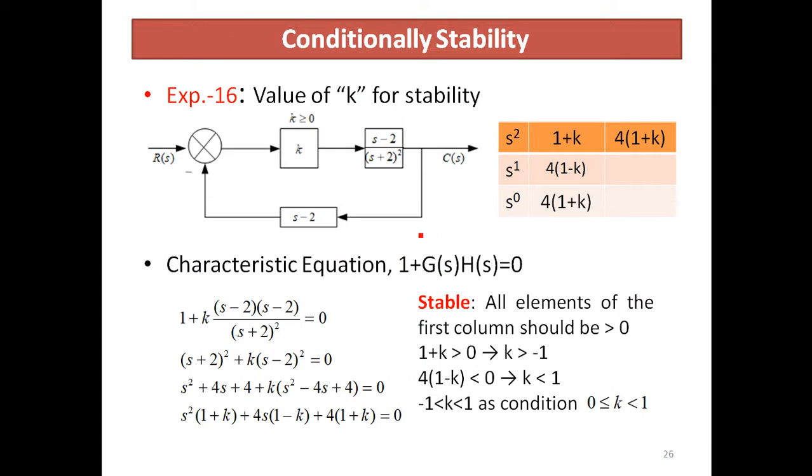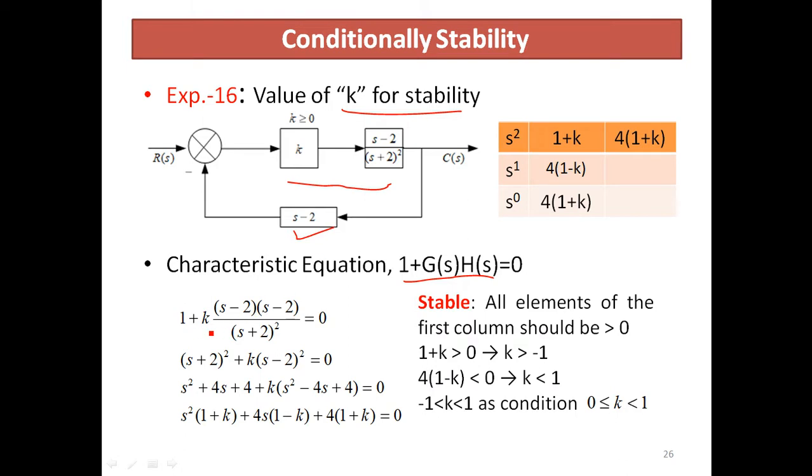Now in this example we have again asked about the value of k for stability. And this is the system where k is the gain, k is greater than or equal to 0. Initially, for applying the Routh-Hurwitz criteria, the first condition is to have the characteristic equation of the system. The characteristic equation of the system is given by 1 plus G(s) into H(s) equal to 0. Here G(s) would be equal to k into this factor, and H(s) is s minus 2.